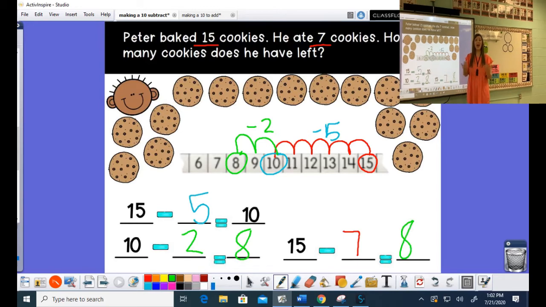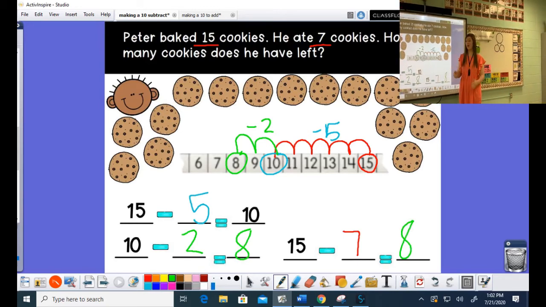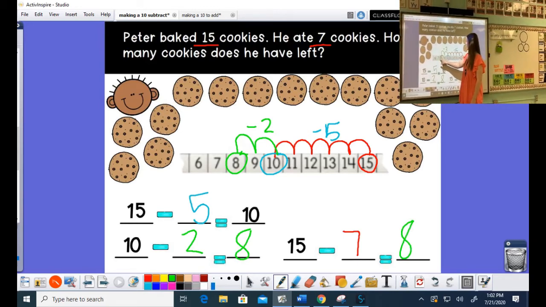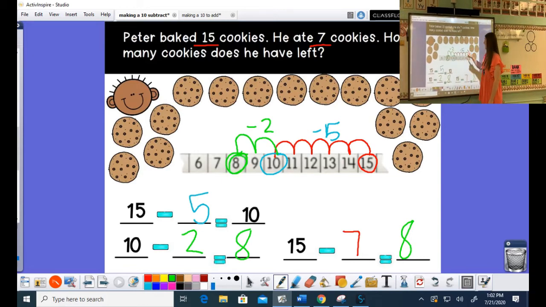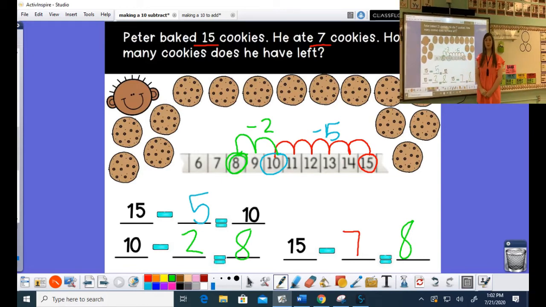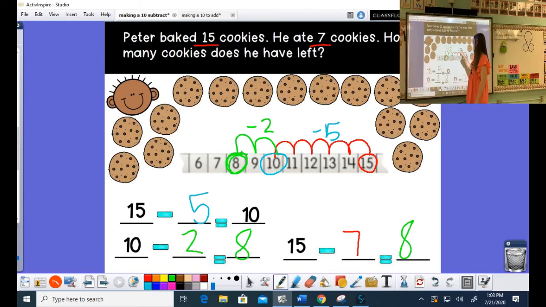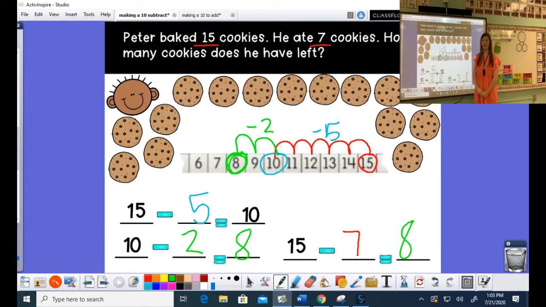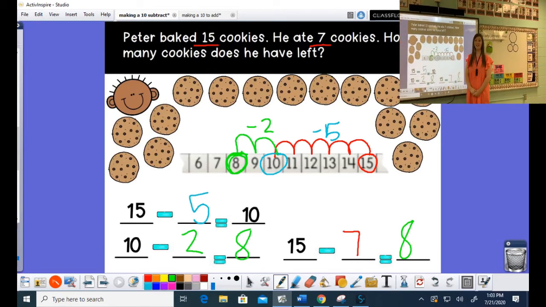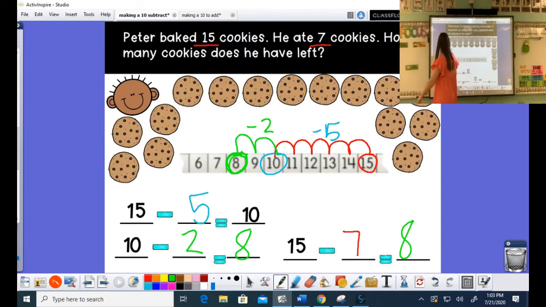Great job. How do I go back and check my work? Well, whatever number we have stopped on, and as long as we have the correct number of hops on our number line, we are correct. We've ended on the number 8, and we have a total of 7 hops. So we have subtracted 7, and we did land on 8. Great job. Let's do another one to practice.